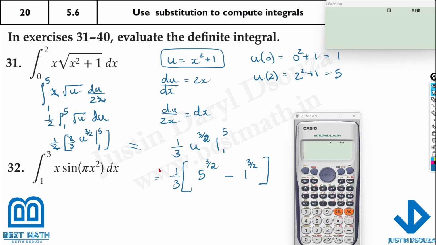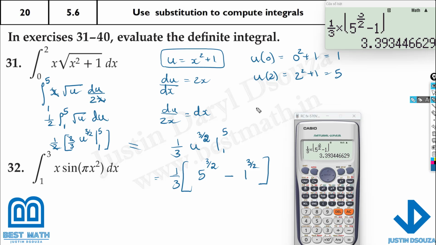Now what next? Let's just put this in the calculator. It'll be 1/3 multiplied by 5 raised to the power 3 divided by 2. It's 1.5 minus 1 raised to 3 by 2 is 1 itself. It's 3.39. So the final answer would be 3.3934. This will be the answer after you apply the limits.